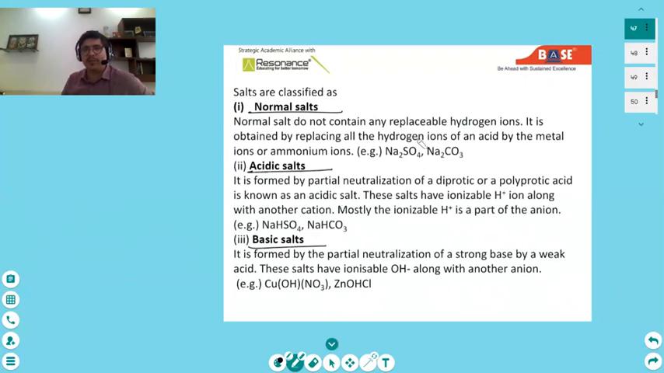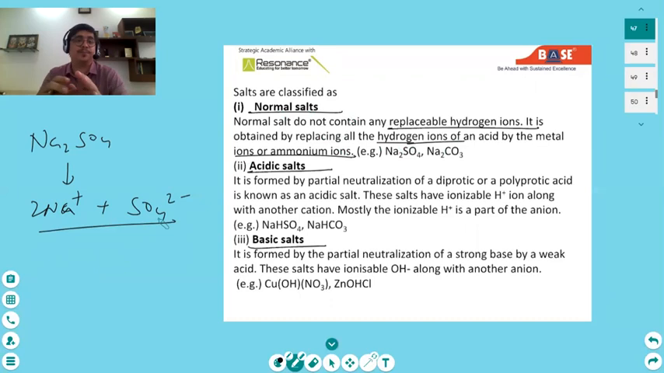Now, what is a normal salt? They do not contain any replaceable hydrogen ion. It is obtained by replacing all H plus ions in an acid by the metal ion or ammonium ion. In short, when I take Na2SO4, sodium sulfate, it is made up of 2 Na plus and SO4 2 minus. There is no H plus and generally there will be no OH minus also.